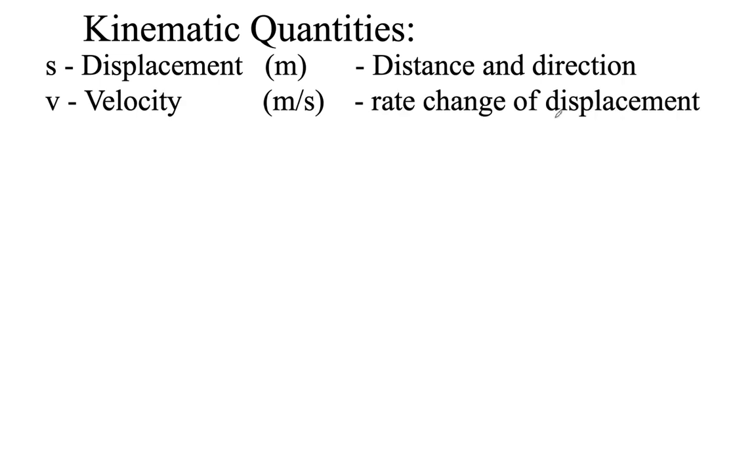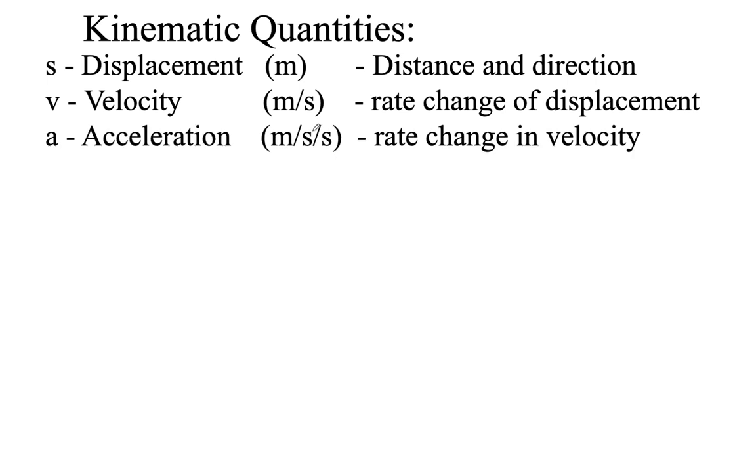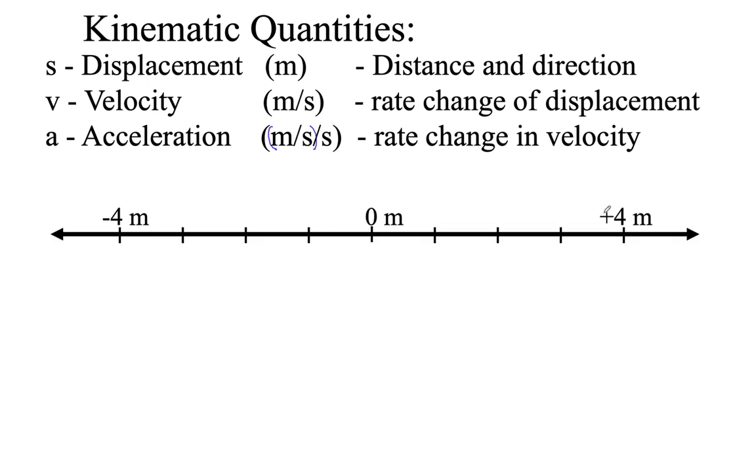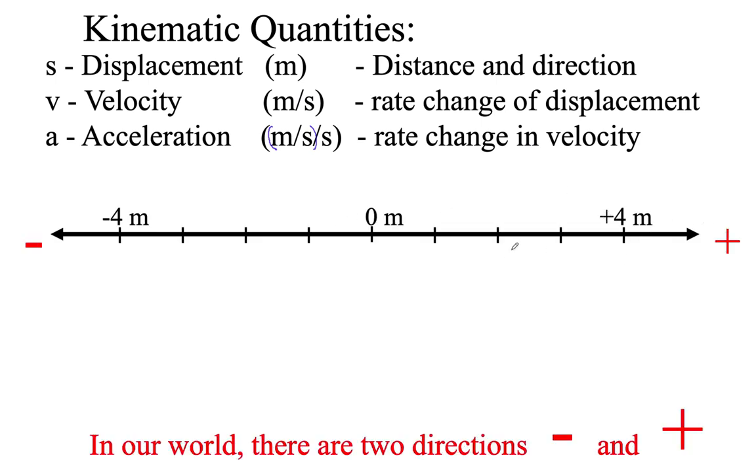The next one is velocity, and you've seen this too. This is our rate of change in displacement. So it's how many meters the displacement changes in 1 second. And then you haven't gotten to acceleration yet, but this is the same exact thing. Acceleration is to velocity as velocity is to displacement. So it's the rate of change in velocity. It's how many meters per second the velocity changes every second. Now, these things have two different directions in linear kinematics. We've got a positive direction and a negative direction.